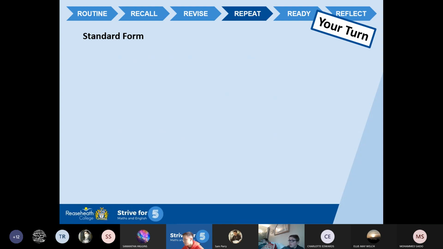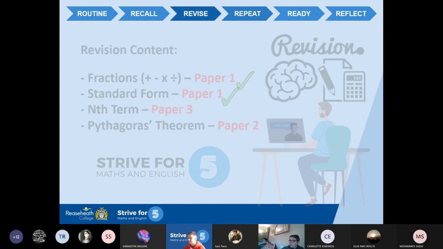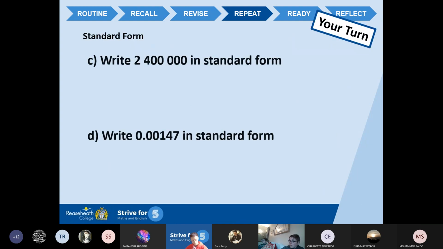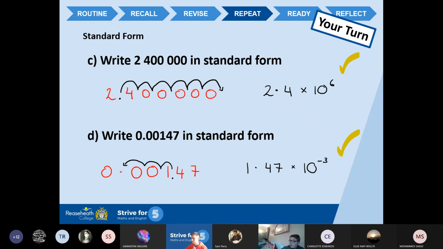Okay, how many more questions are there? There's E and F, is there any more? E and F, the last two. So I'll give you guys a little bit longer, and then we'll go through them as a group.